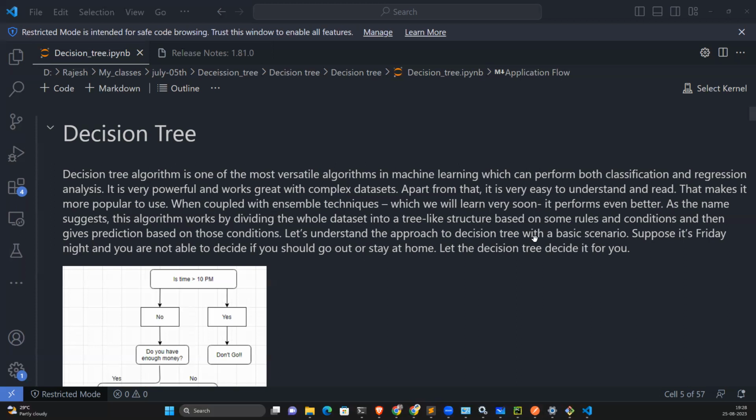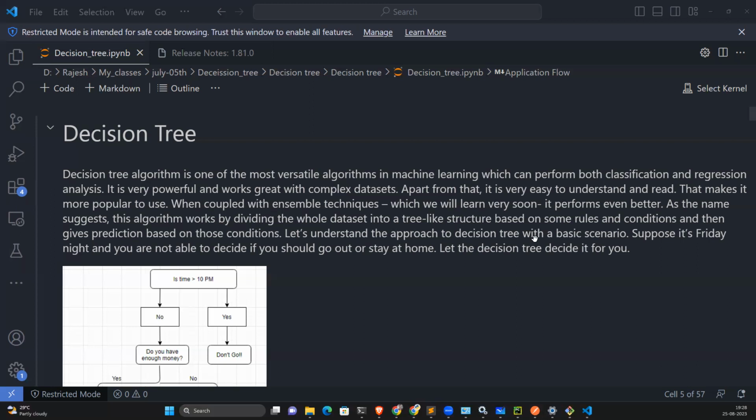It is also used when coupled with ensemble techniques. Ensemble means what? We are going to combine different kinds of machine learning models into a single model. That is called ensemble. Let's suppose you are going to make an ensemble computer. We buy the CPU from one company, the hard disk from a different company, some RAM from another company, and we put all those things together in one place, assembling it and making a single system. This is called ensemble techniques, right?